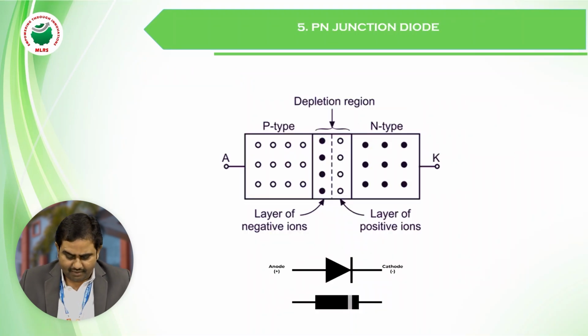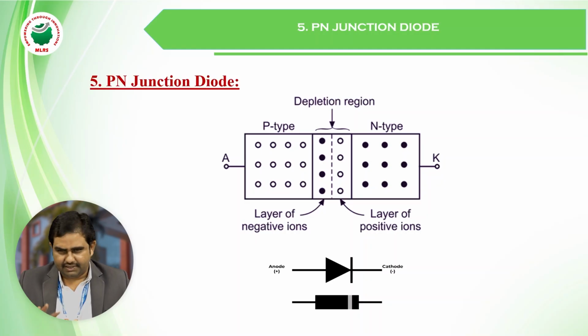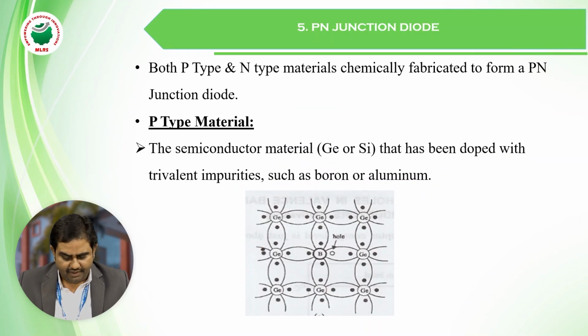Coming to the manufacturing of the PN junction diode, how it is formed. The general symbol has two terminals: one is the anode and the second is the cathode. Coming to the construction, a P-type material and an N-type material are chemically fabricated to form a PN junction diode. The P-type material we call the anode part, and the N-type material we call the cathode part. That is the basic structure of a PN junction diode.